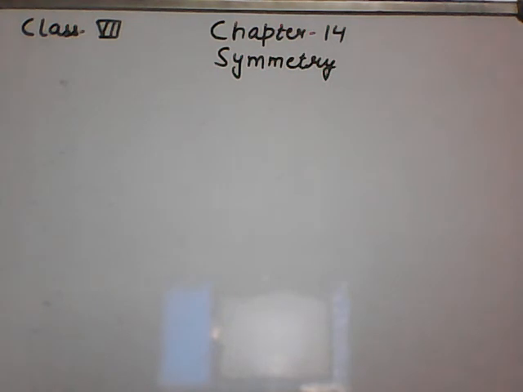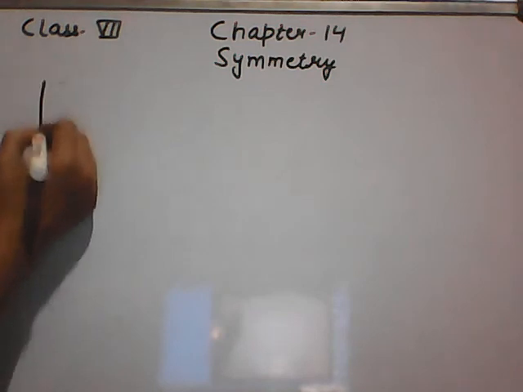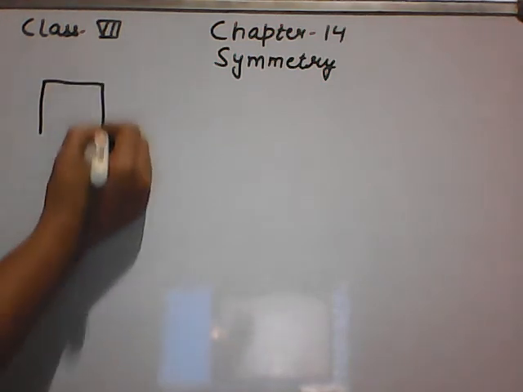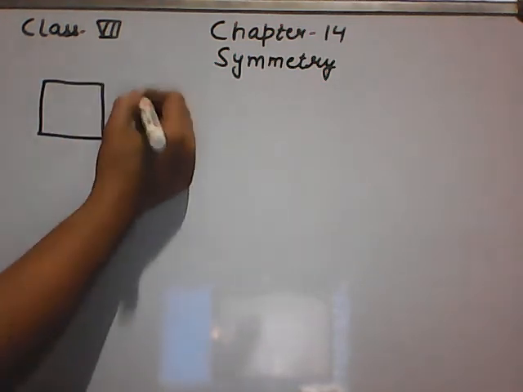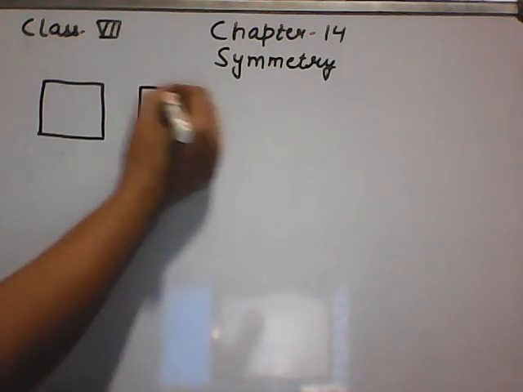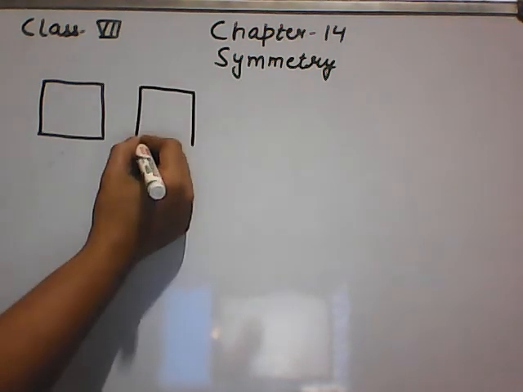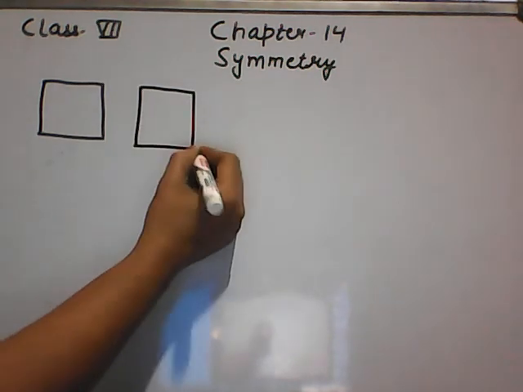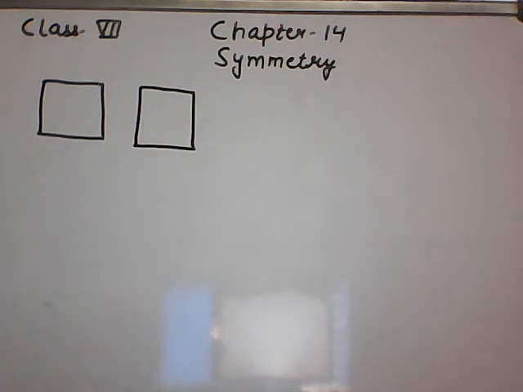Now, what do you mean by symmetry? Symmetry means two figures are exactly the same. Suppose this is a square and this is also a square. When these two figures are exactly the same, or you can say when two figures are exact copies of each other, then these figures are called symmetrical.